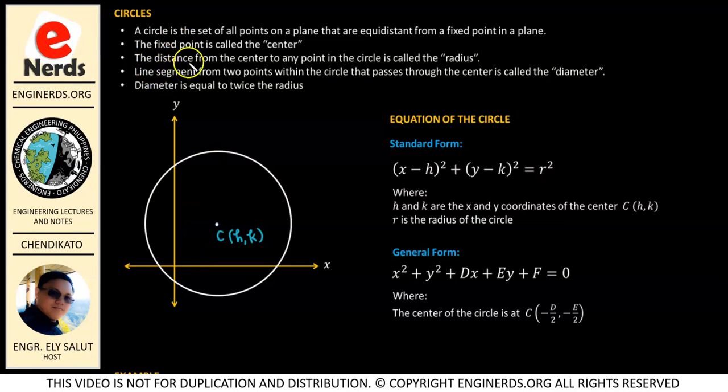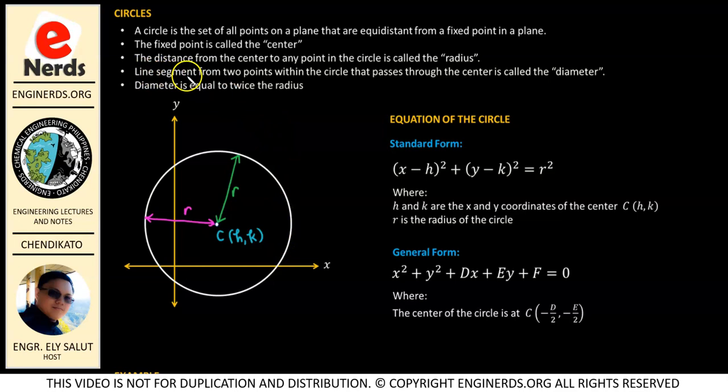Now, the distance from the center to any point in the circle is called the radius. Alam na natin na bawat point natin is equidistant dito sa center. Now, what is that distance? For example, we have this point and it has a radius of r. Since all of these points are equidistant dito sa ating center, that means if I have another point right here, ang distance nito dito sa ating center is also equal to r. Basically, yan ang ibig sabihin ng ating circle.